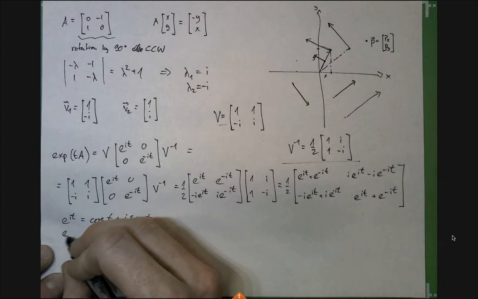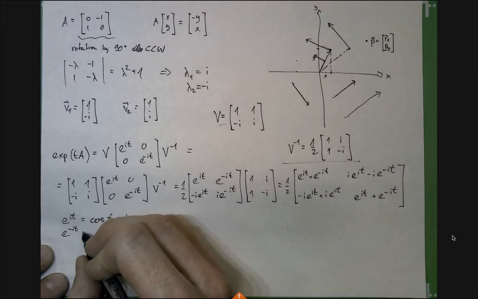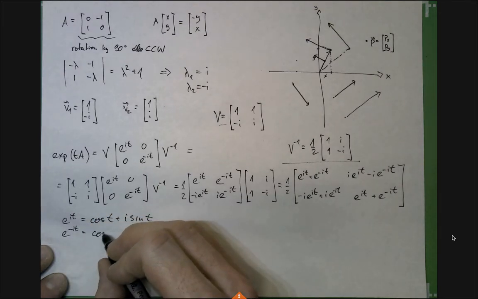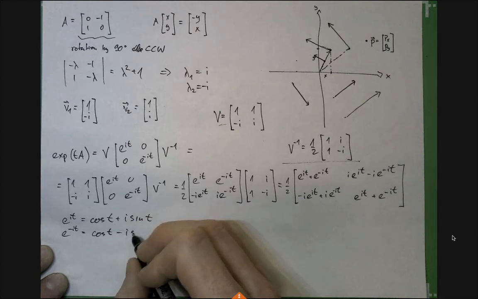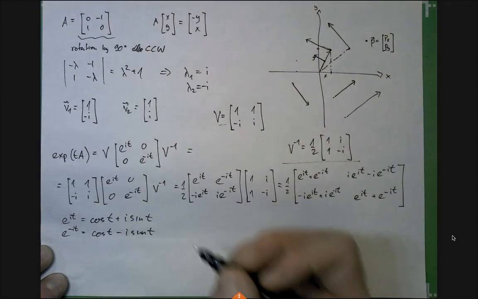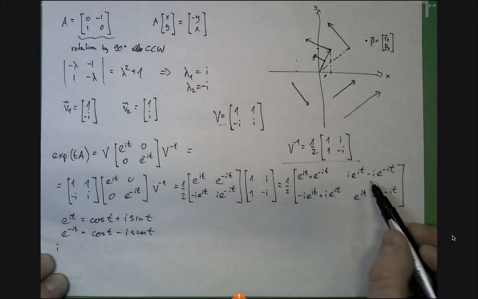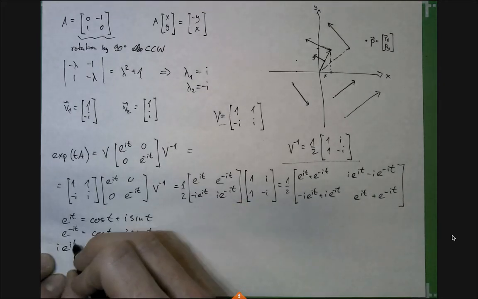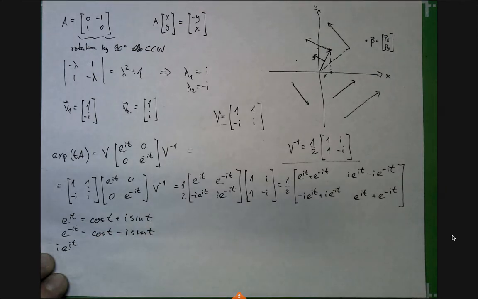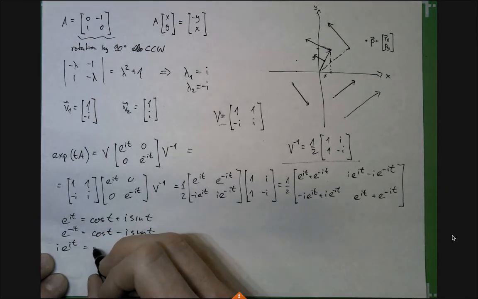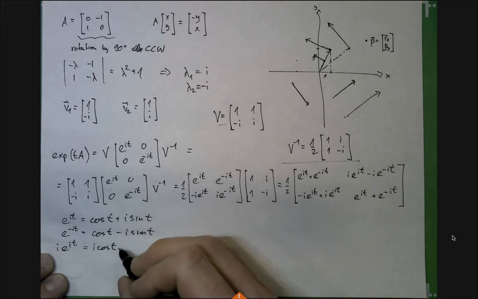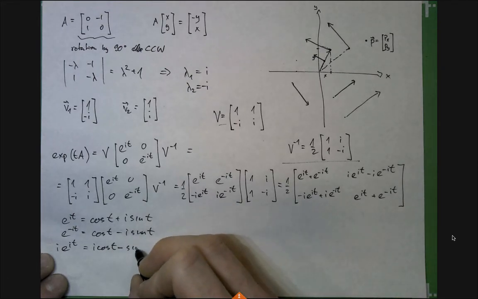So if I write it for e to the minus it, well, that's similar, right? Then I have cosine of t minus i sine t. And let me also write these guys multiplied by i, so that I can simplify it easily. Then this will be, of course, just this, right? And here is minus sine t.